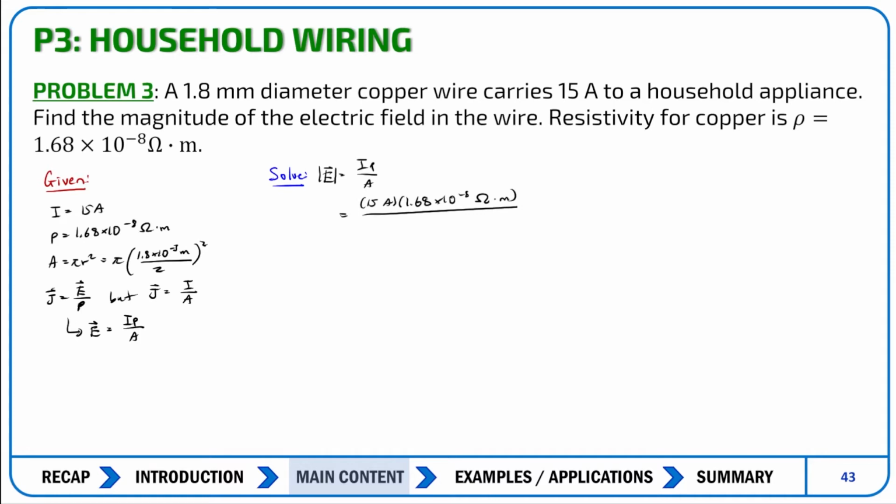So it's going to be divided by pi times 1.8 times 10 to the negative 3 meters squared divided by 2 squared, which is 4, and we can just put that up at the top. We should be able to get E equals 0.099 volts per meter, which we can simplify to 99 millivolts per meter. So that would be the magnitude of the electric field within the wire.